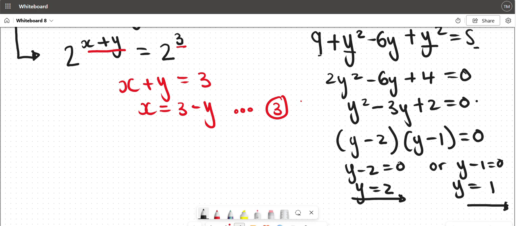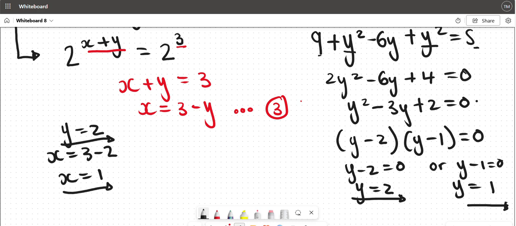But remember, we are not done. We still need to find what x is. And so substitute where y is 2, and let's see what x you're getting. 3 minus 2, x is equal to 1. So there's my x and there's my y. And for the next one, let me write the y first. Where y is 1, I'm getting x is equal to 3 minus 1. And so x is a positive 2. And there we go.